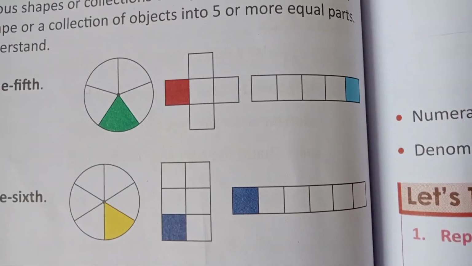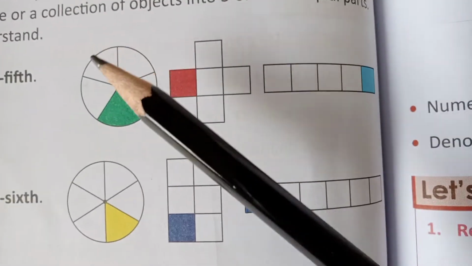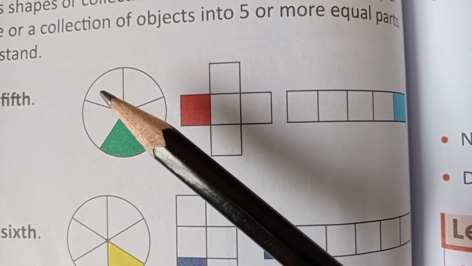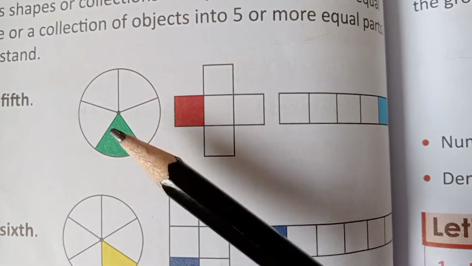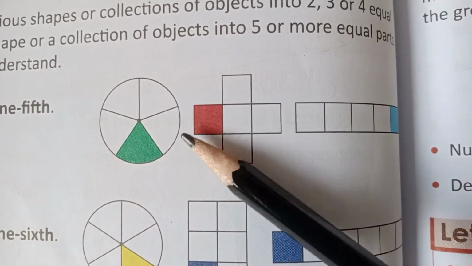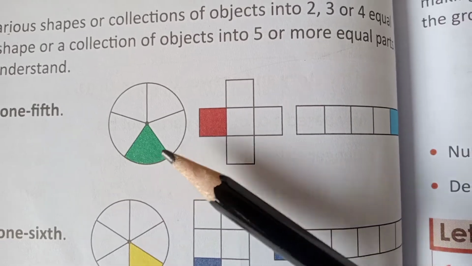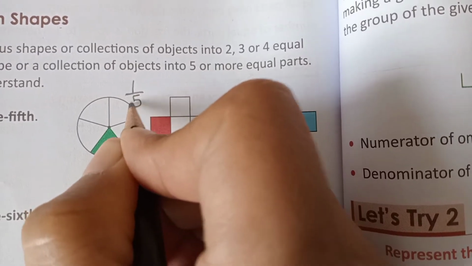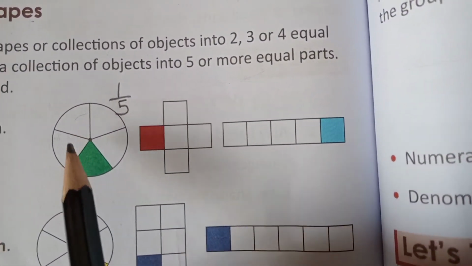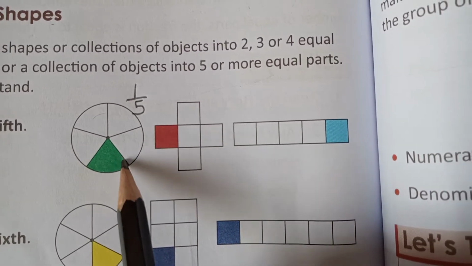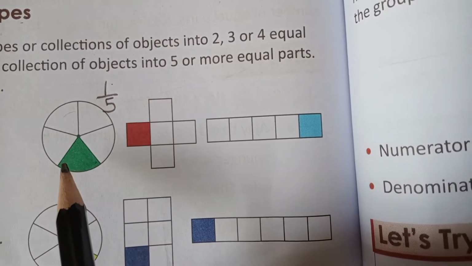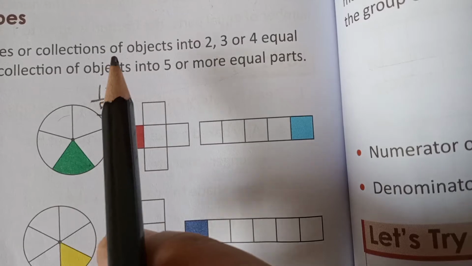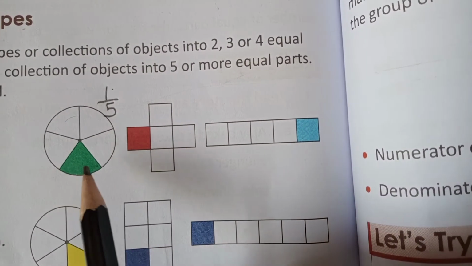Now look at these images. In this image, this circle is divided into 1 2 3 4 5 equal parts, and one part is shaded. So out of 5, how many parts are shaded? One part is shaded. How will we write this? We can write 1 by 5, because these are 5 equal parts, and out of 5, one part is shaded. The part which we have taken, which is colored, we write on top, and the total parts, 5, we write below.